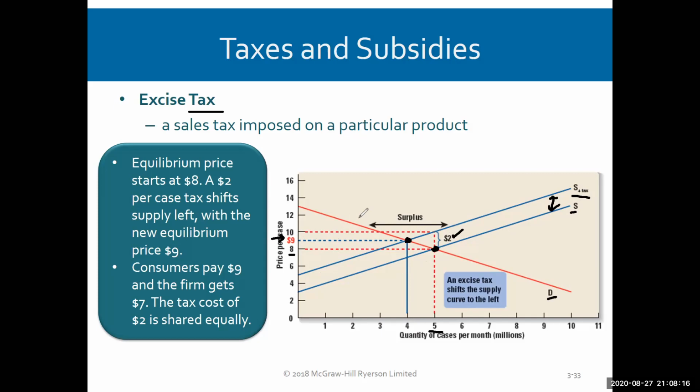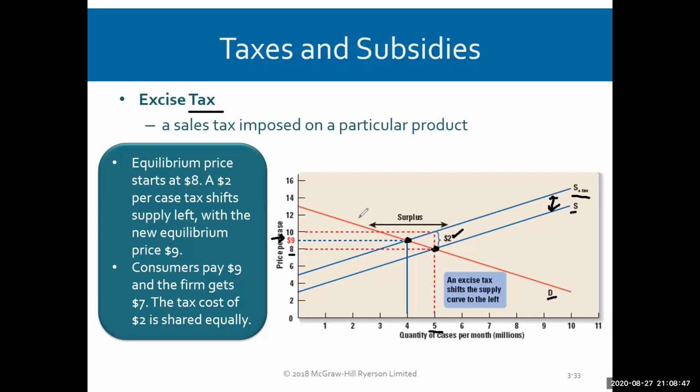Okay, let's pause for a second. And the old equilibrium price was 8. That's what consumers paid. Let's look at consumers first. They now have to pay $9. That's the equilibrium price. The amount of tax was 2, so they're paying half the tax. They're paying $1 of that $2 tax. They used to pay 8, now they pay 9. Simple conclusion, they're paying $1 of the $2 tax.